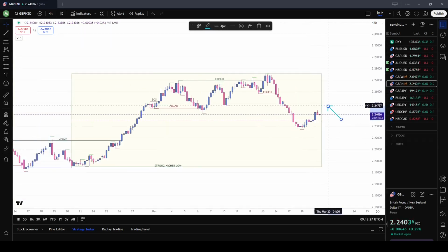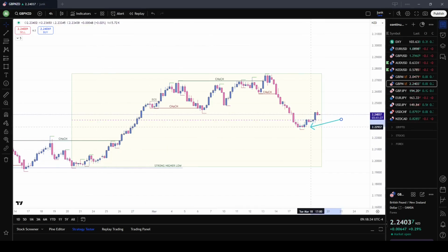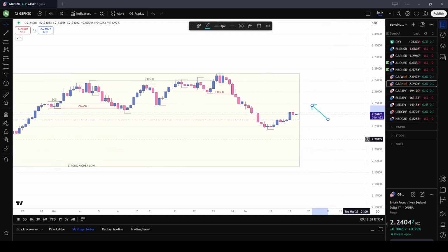But the target, just in case the sellers are still selling off, because like I said, this looks corrective, but this has possibly formed a higher low after the retracement back into discount. So I'm looking for any type of buying opportunities for GBP NZD.